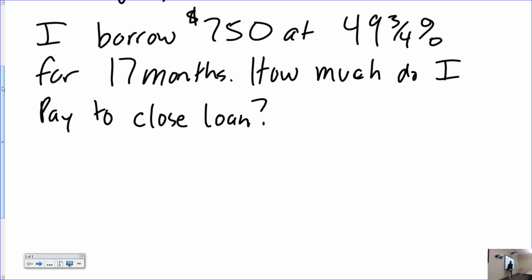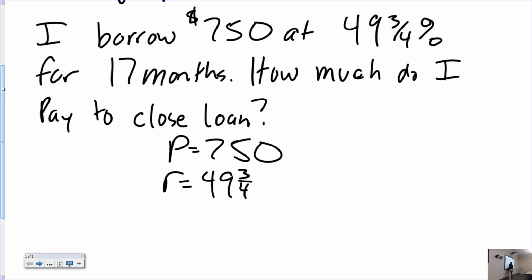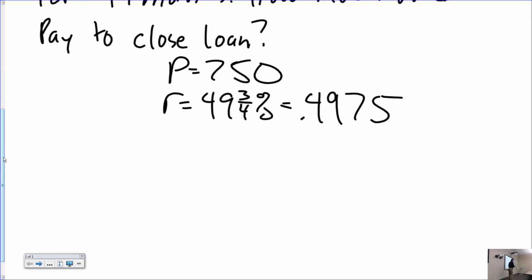What did I give you? What's the 750? Principal. What else did I give you? Rate. 49.75%, or 0.4975. So 49.75, you have to move the decimal two places to the left to give me 0.4975, right? Your percentages are always going to be whack in this class. You should know this. And what's my time?